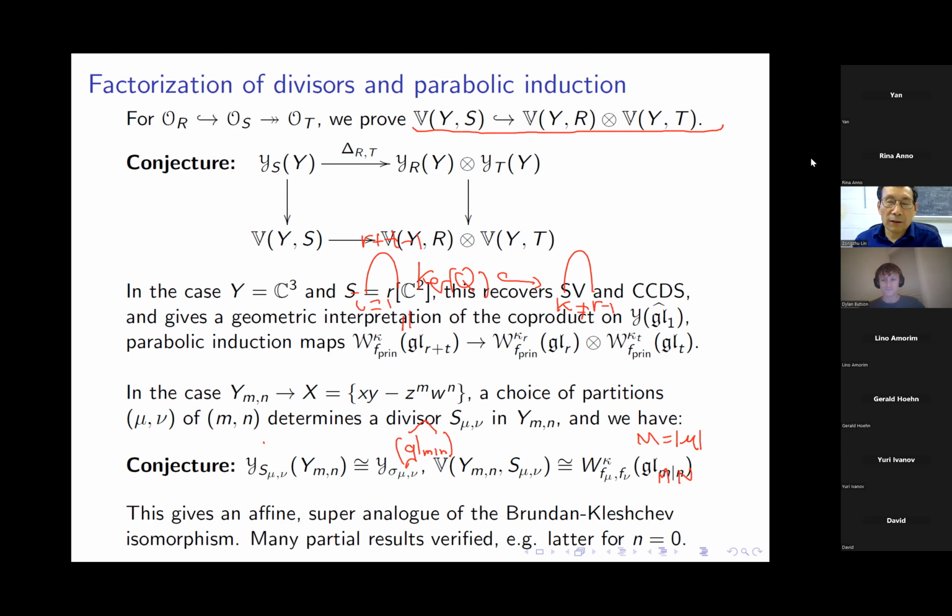Okay, I've got it. So also in the conjecture, you have this super version with m and n, where m is the even part and n is the odd part. But in the geometric setting for the Y_{m,n}, is there a reason that m and n are even or odd? You can see the definition of X, which is just z to the m, w to the n.